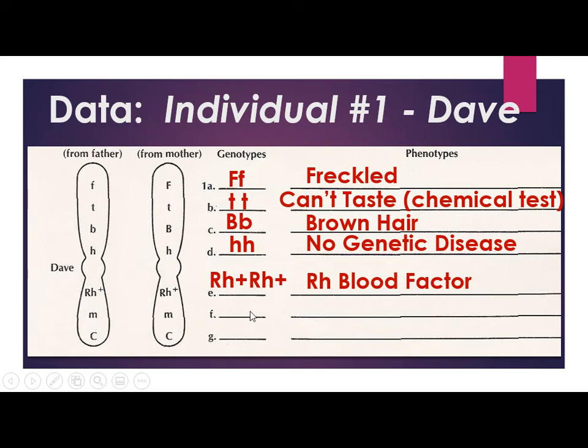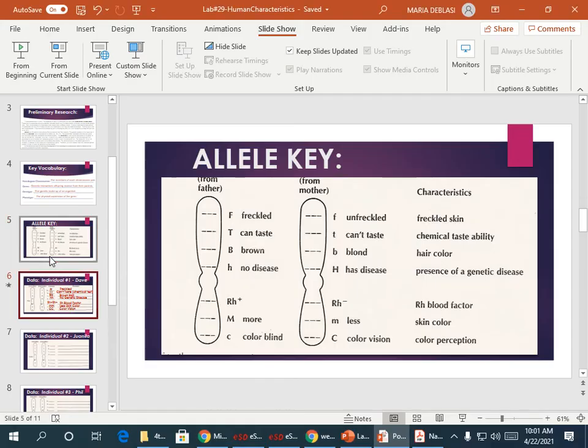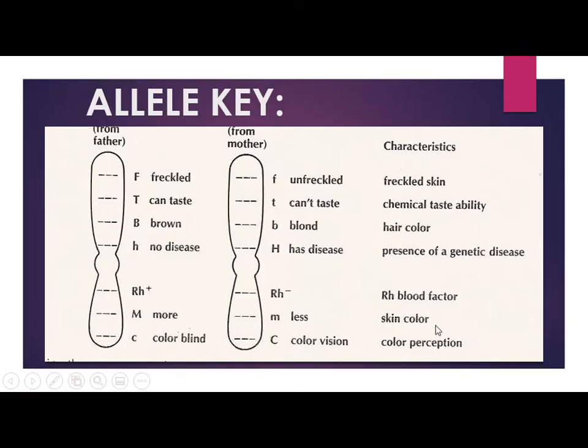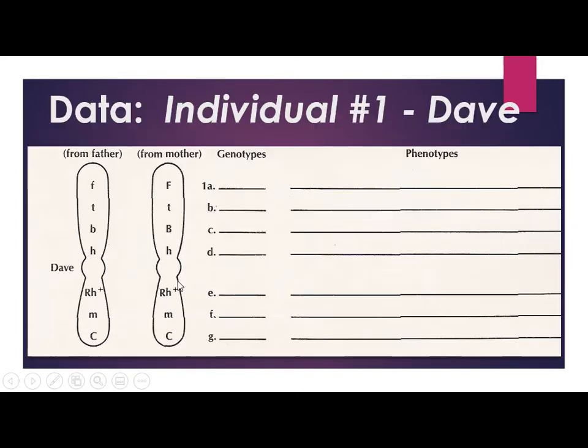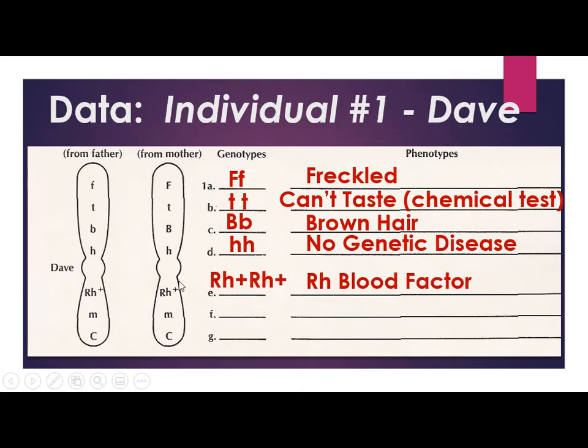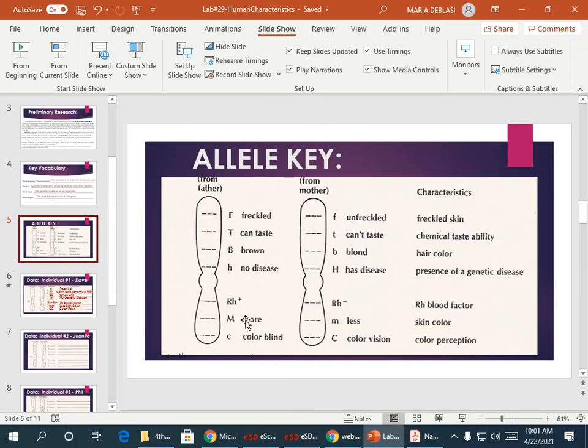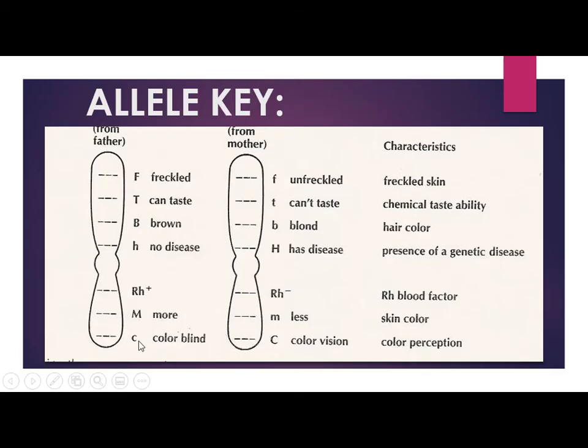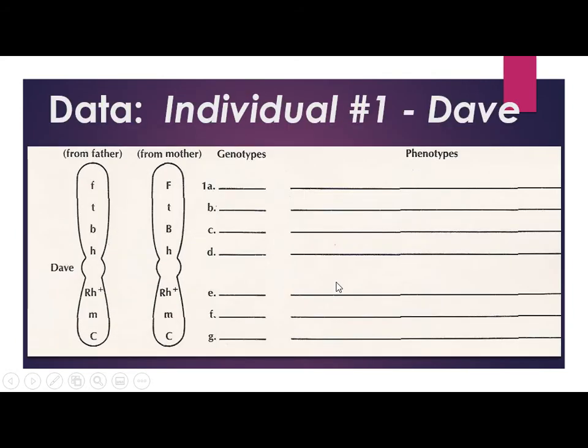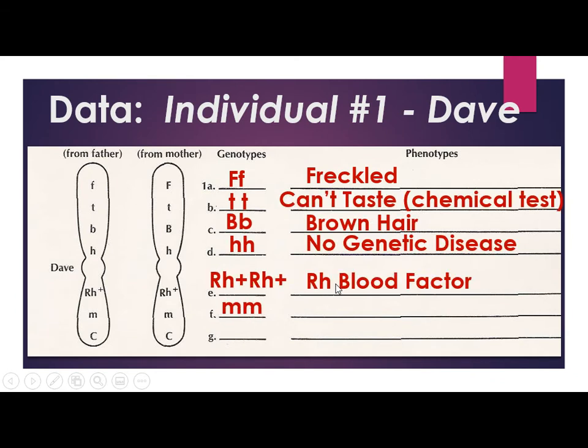The next trait is the M's, which is both lowercase. I need to go back to that chart to see what that means. The M's are talking about the skin color. So if there's lowercase, they have lighter skin color, so less skin tone. If there's capital, it'll be darker skin tone. So this one was lowercases, less skin color. And lastly is the last trait, which is about color blindness. If the person has lowercase c's, they're colorblind. Capital C's, they have color vision. So let's see what Dave got. He got both capital C's from the mom and the dad, so he has color vision.